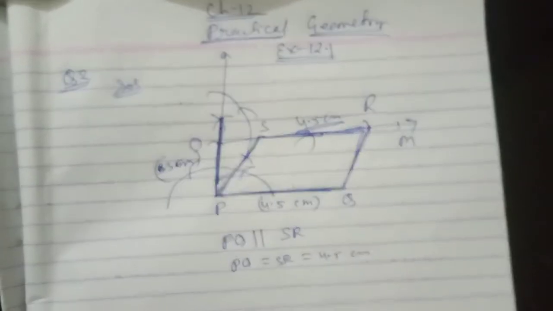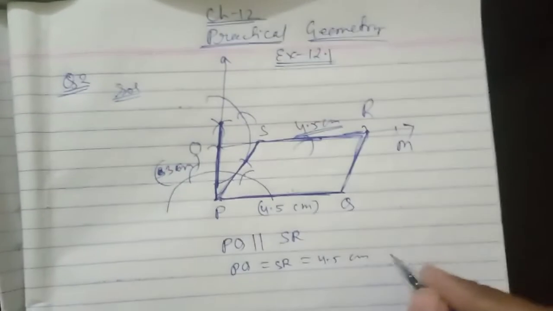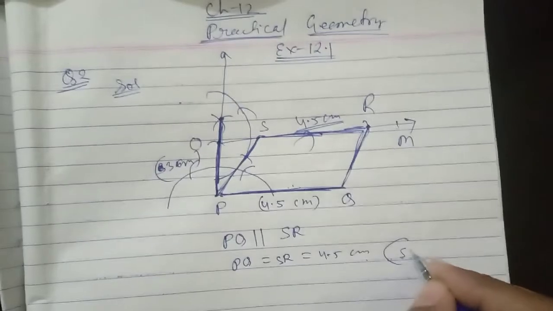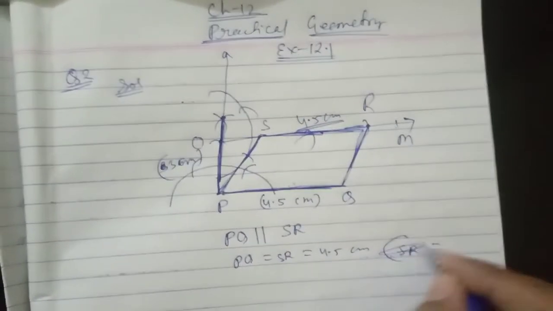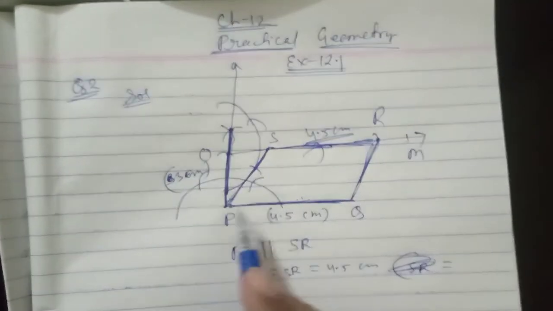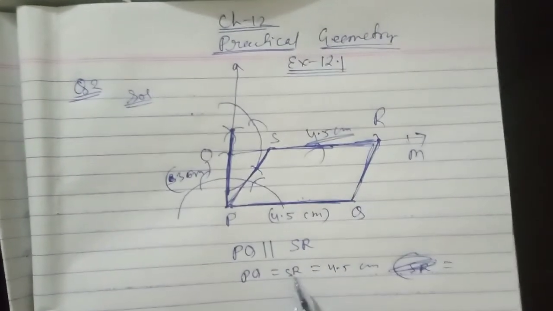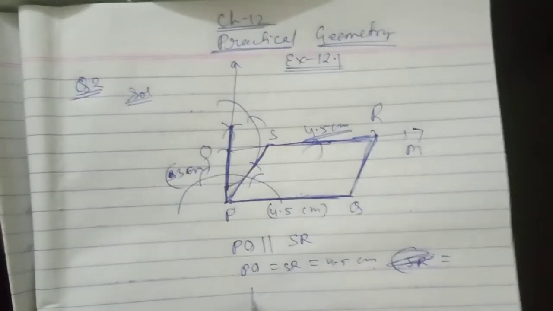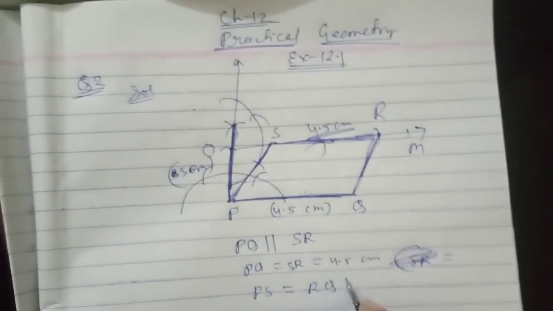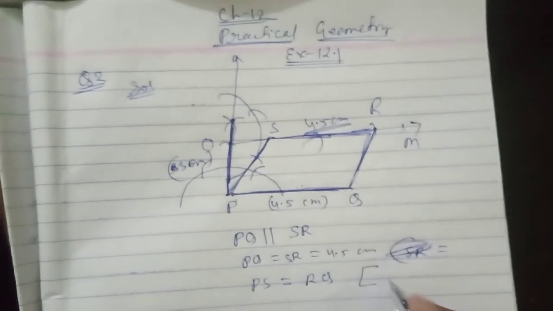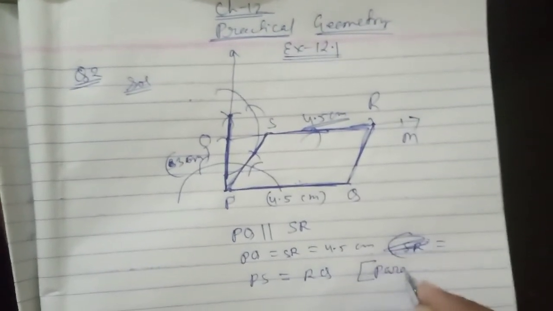Because it has been given PQ equal to SR, then PS equal to RQ. So the figure is called a parallelogram.